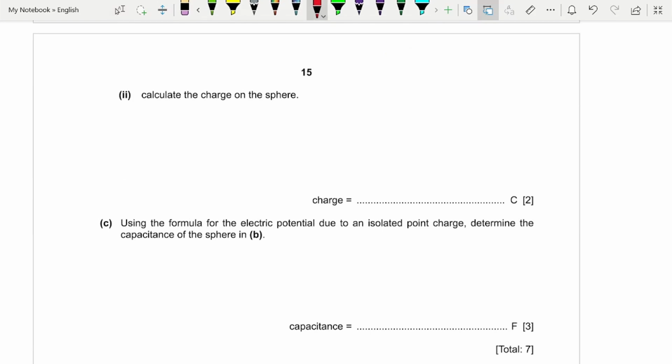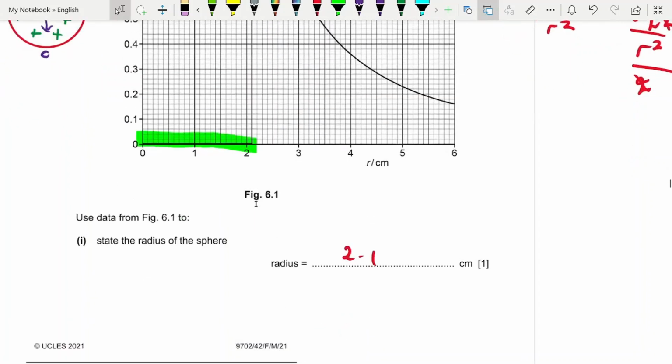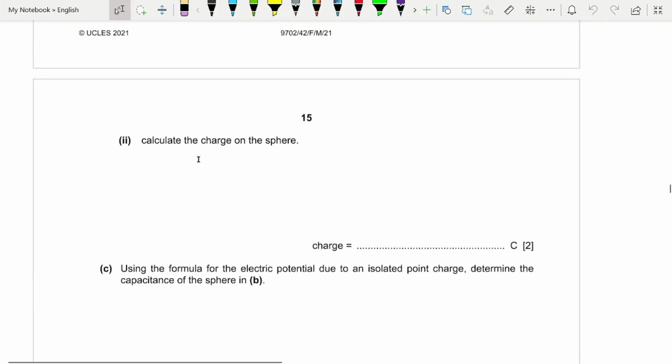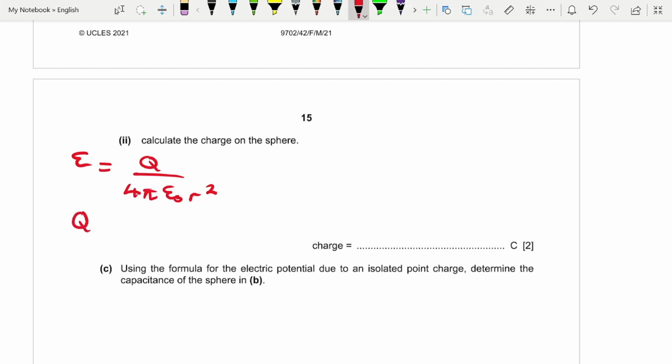Remember, I said my relationship? Over here, I said KQ over R squared. But that K actually has a name, right? It's 1 over 4 pi epsilon. So our E is going to be equivalent to Q divided by 4 pi epsilon multiplied by R squared. And I want to find the charge Q. So Q is equal to E multiplied by 4 pi epsilon R squared. Do I know E? Do I know R? I don't.